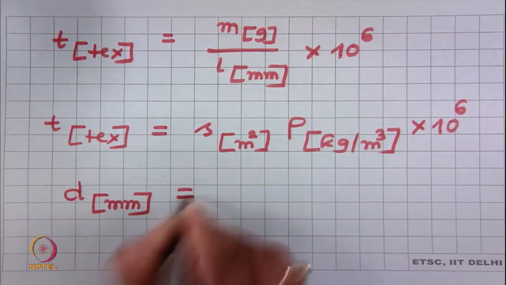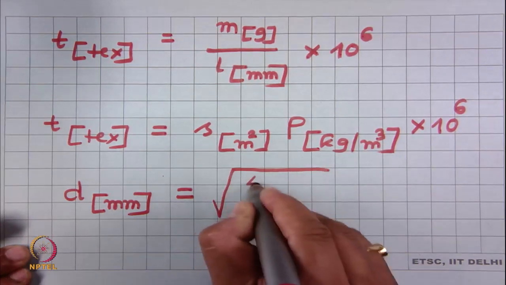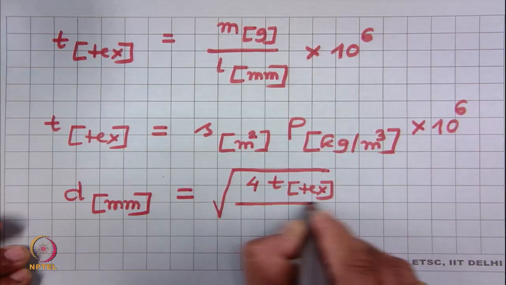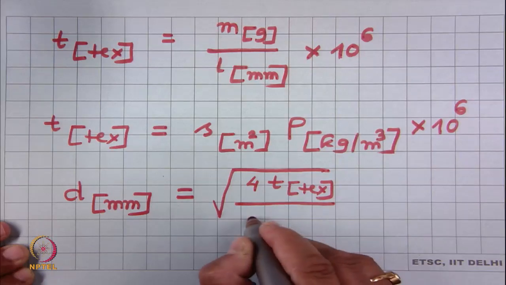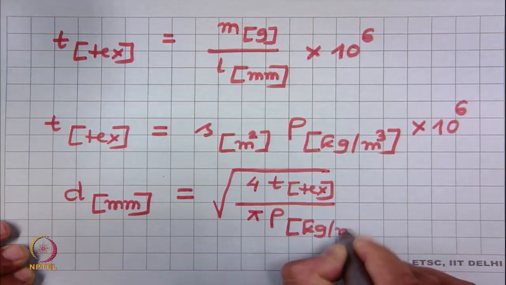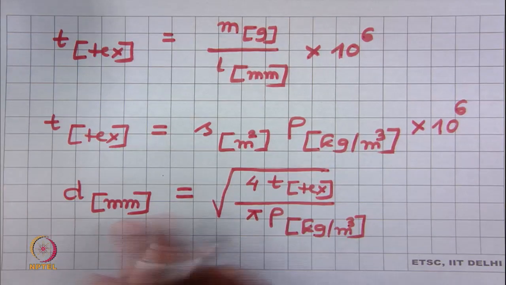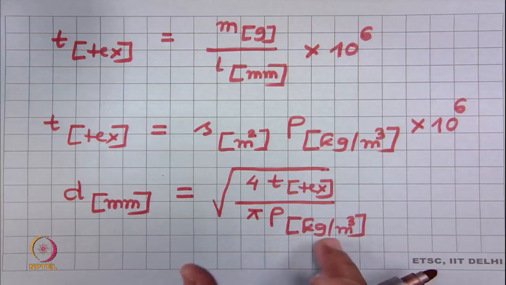Diameter is often expressed in millimeter, and we have just now learned 4 times t, t let us express in tex, divided by pi times rho, rho let us express in kg per meter cube. You need not multiply by any factor here. So, this is a balanced expression. Fiber diameter in millimeter is equal to root over 4 into t, t in tex divided by pi into rho, rho in kg per meter cube.